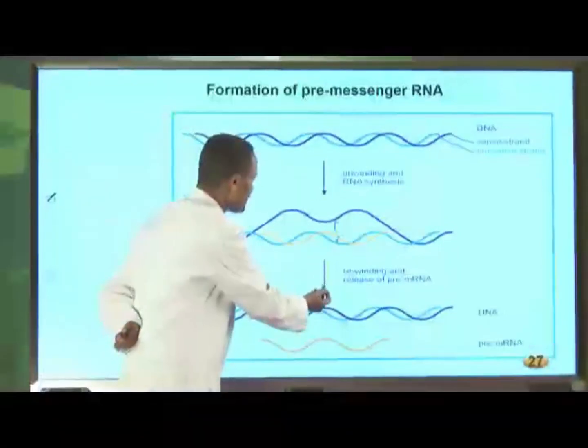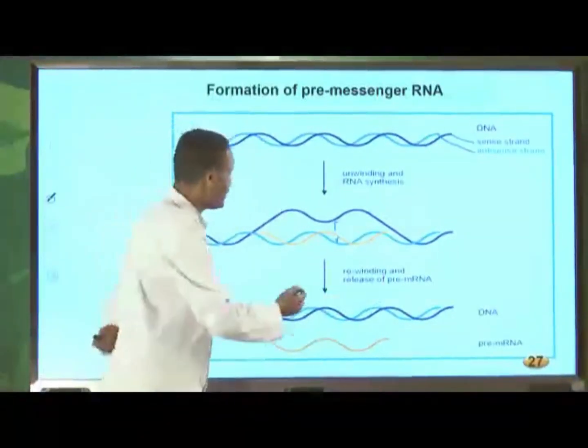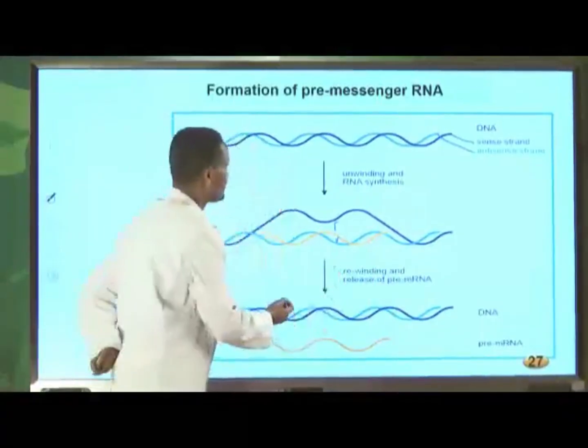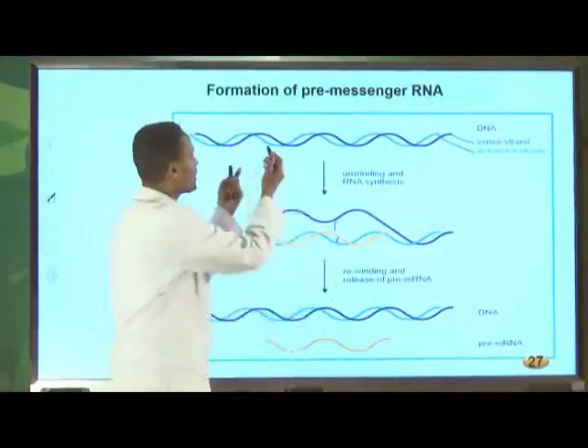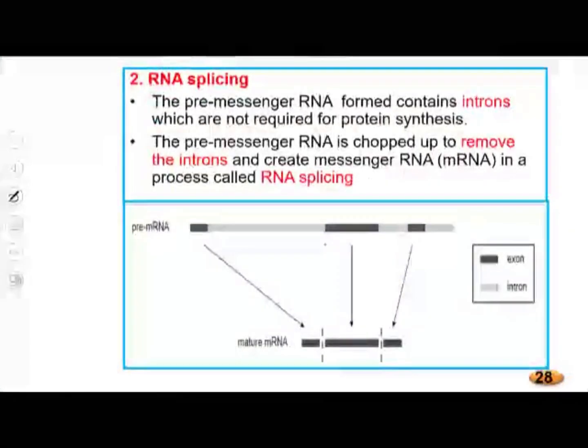Then after that, the DNA becomes rewound. Then it releases the pre-messenger RNA. That means it returns to its original position. Then after, the second step will proceed. The second step is RNA splicing.